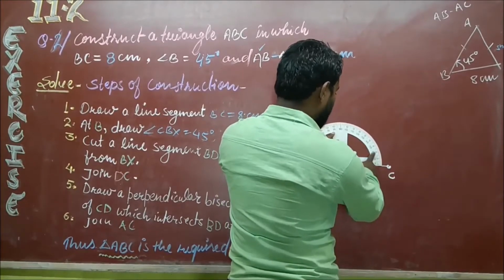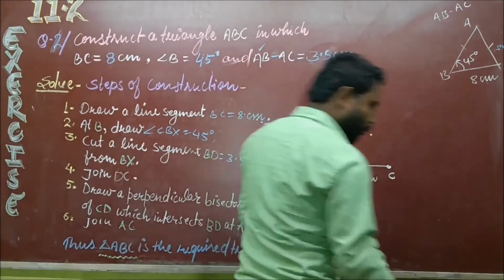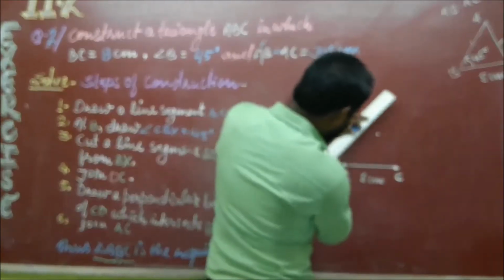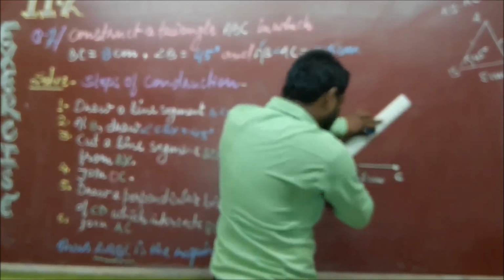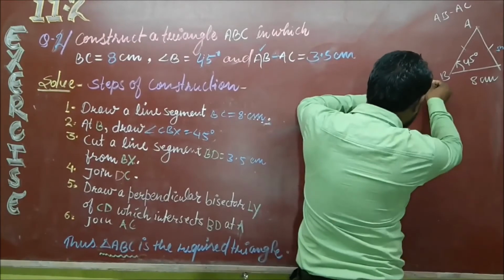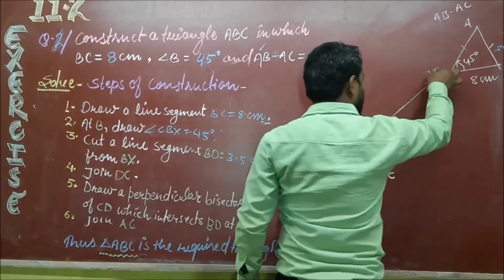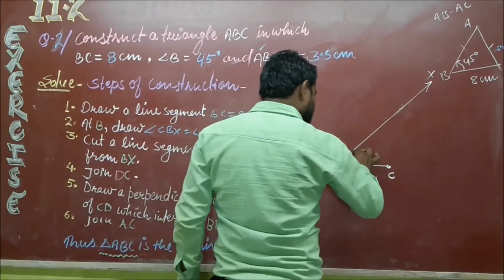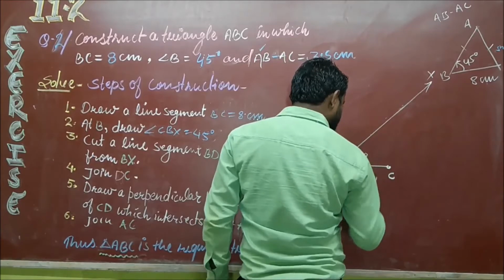45 we want. So 10, 20, 30, 40, 45 here somewhere. So here the 45 I am going to have. So this 45 I'll take like this, and this I'll extend a little bit this side, and I'll name this as BX. And this angle how much? 45. So here another step we have finished in the construction.